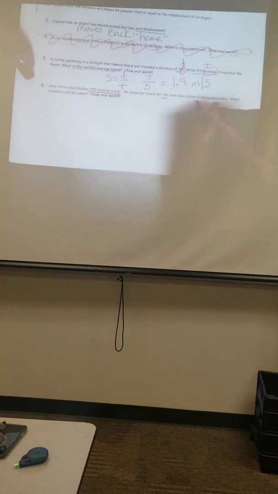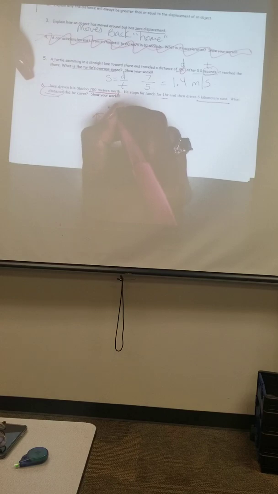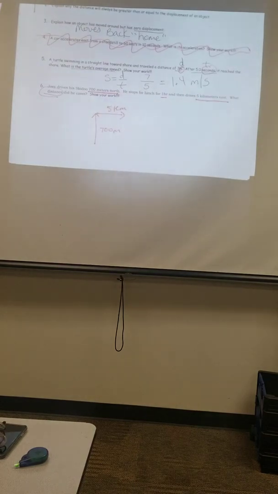So the Ski-Doo moves 700 meters north, stops for lunch for 1 hour, and then drives 5 kilometers east. So what was the distance covered? He moved north and then he moved east. This was 700 meters and this was 5 kilometers. Malia, what did you end up doing? Did you convert everything to kilometers or to meters? It was not specific, so you could have gone either way. I did meters. She did meters, so let's go ahead and do that.